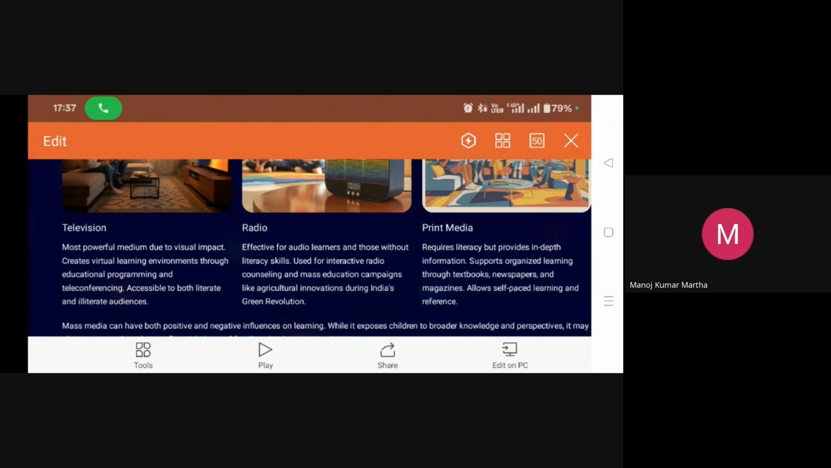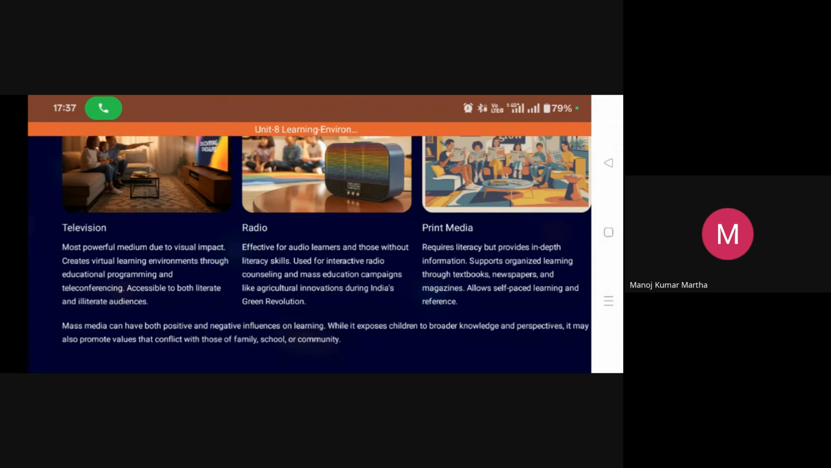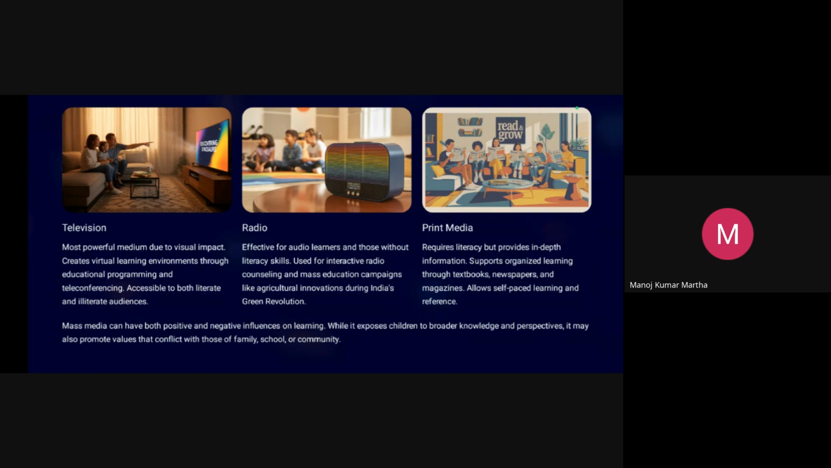And nowadays, as we know, some educational programs are telecast by television, and the students watch them and learn. Then another thing, radio. Although the use of radio in modern times is minimal, still we can say some educational programs can be broadcast through radio, which affects the process of learning.